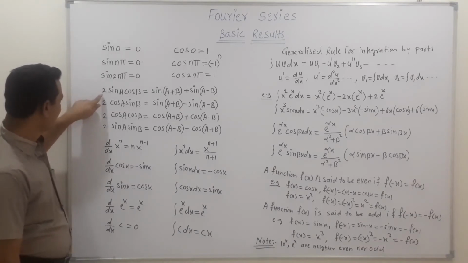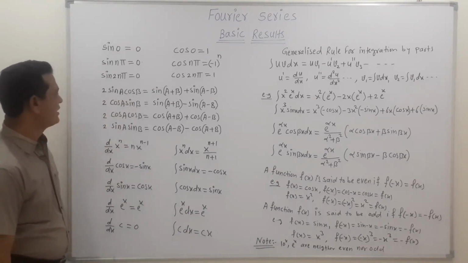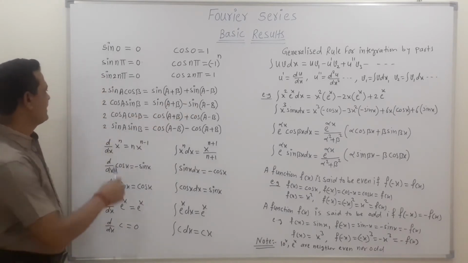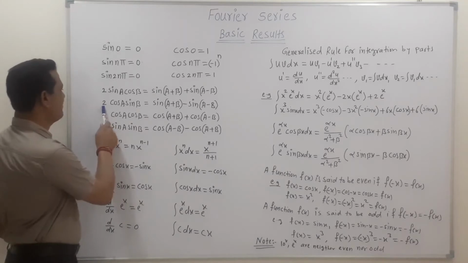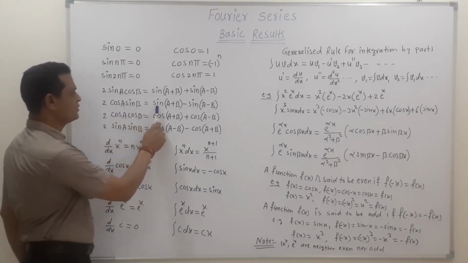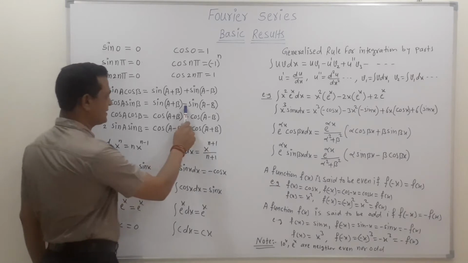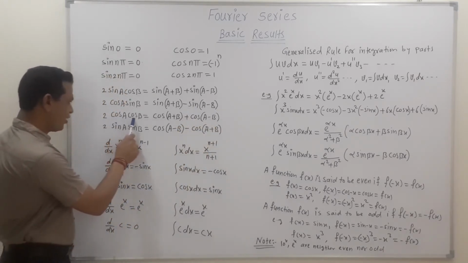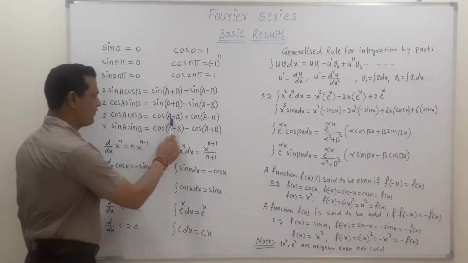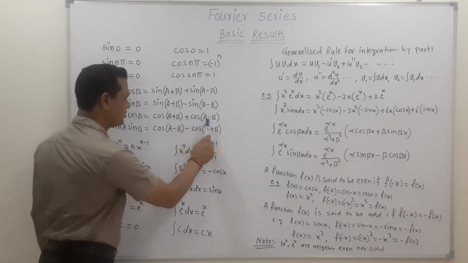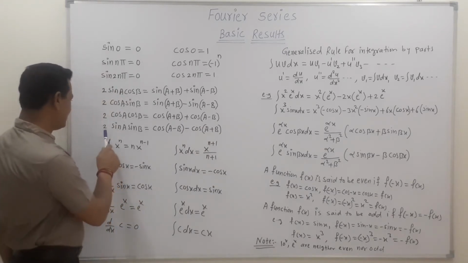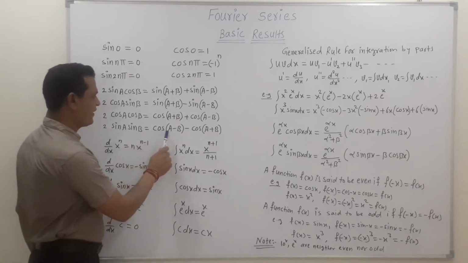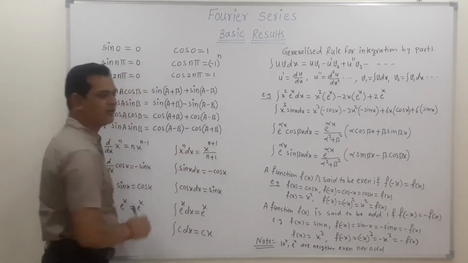Next, these results are: 2 sin a cos b is equal to sin of a plus b plus sin of a minus b. Then the next result is 2 cos a sin b is equal to sin of a plus b minus sin of a minus b. Then 2 cos a cos b is equal to cos of a plus b plus cos of a minus b. The next result is 2 sin a sin b is equal to cos of a minus b minus cos of a plus b.